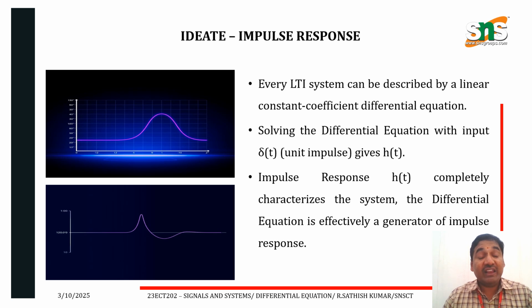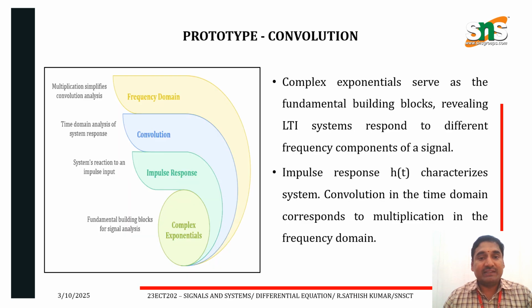Next, every LTI system can be described by a linear constant coefficient differential equation. It can be solved using the differential equation with the input delta of t, which gives h of t. Impulse response h of t completely characterizes the system. The differential equation is then effectively a generator of the impulse response. This is the prototype of convolution.